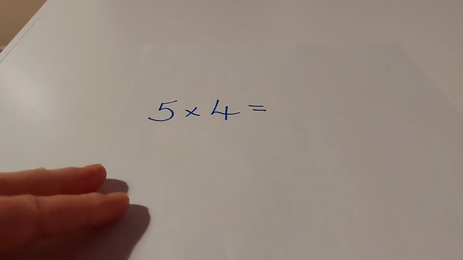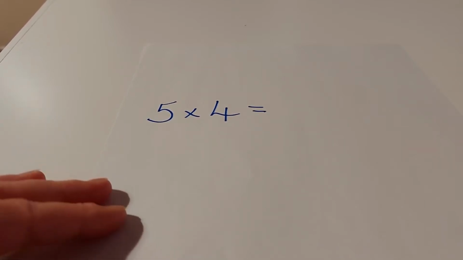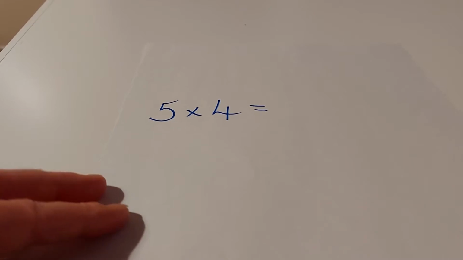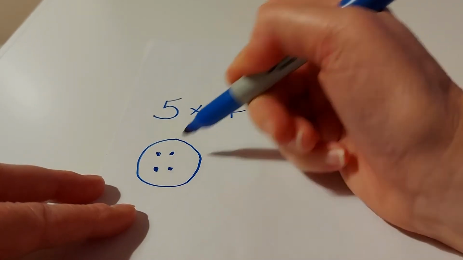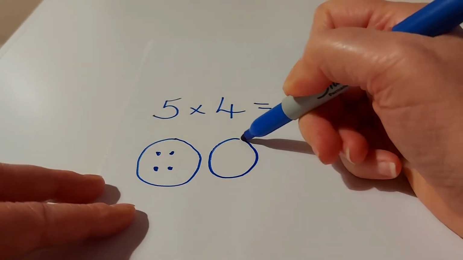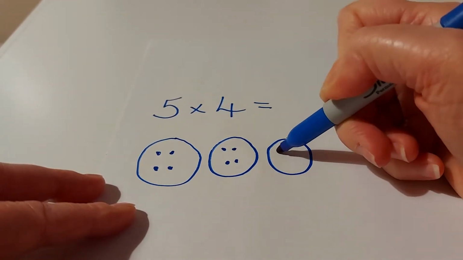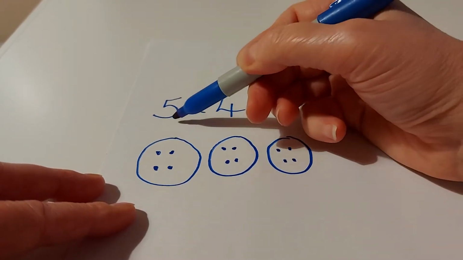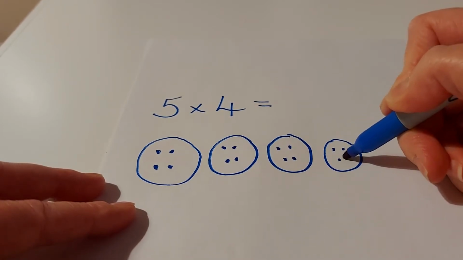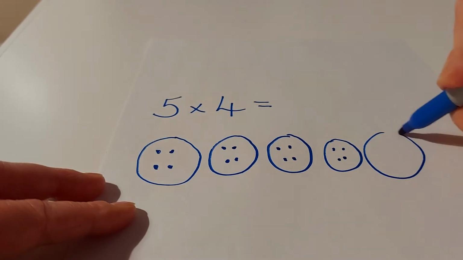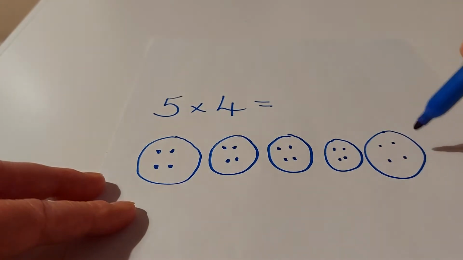So for example, in this calculation, it says 5 times 4 equals. Now that means 5 lots of 4. So if you wanted to, you could draw that, and this is called grouping. That's one group of 4. You must make sure your groups are equal. That's another group of 4. That's another group of 4. Now remember, we want 5 groups of 4. This is another group of 4. And I'm going to draw one more. So we now have 5 lots or groups of 4.